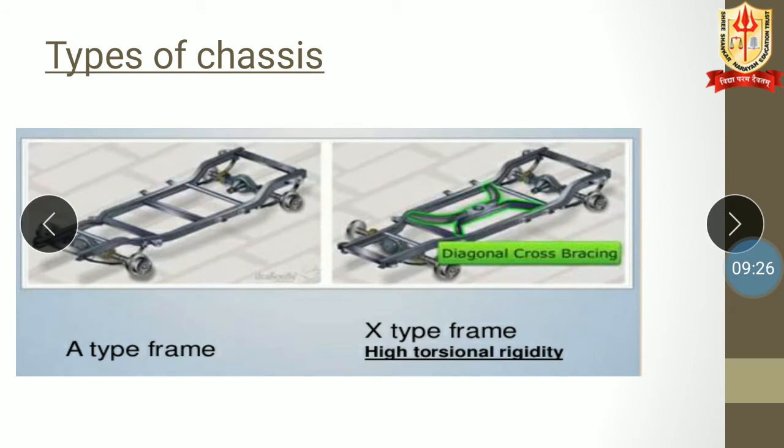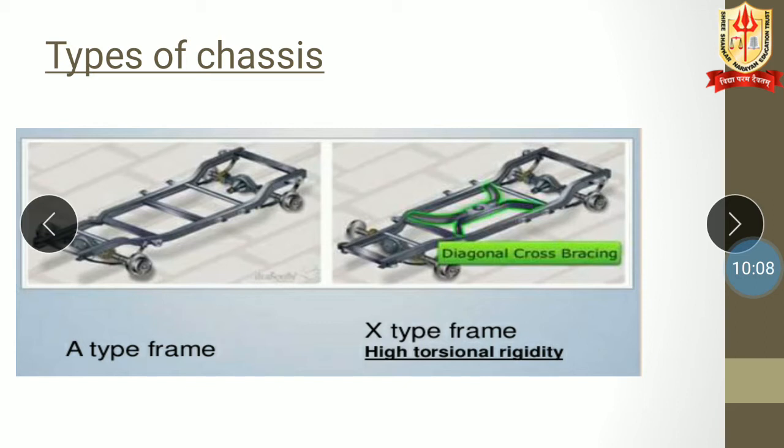Now, types of chassis. We have these two types. One is A type frame, also called the ladder type frame, simple ladder type frame. This can be seen as a ladder. The next one is X type frame, with high torsional rigidity. Why do we require this diagonal cross bracing? Because when the load is more, we require more strength. So for an increment in strength, we attach these cross members also, so as to make it more torsionally rigid.